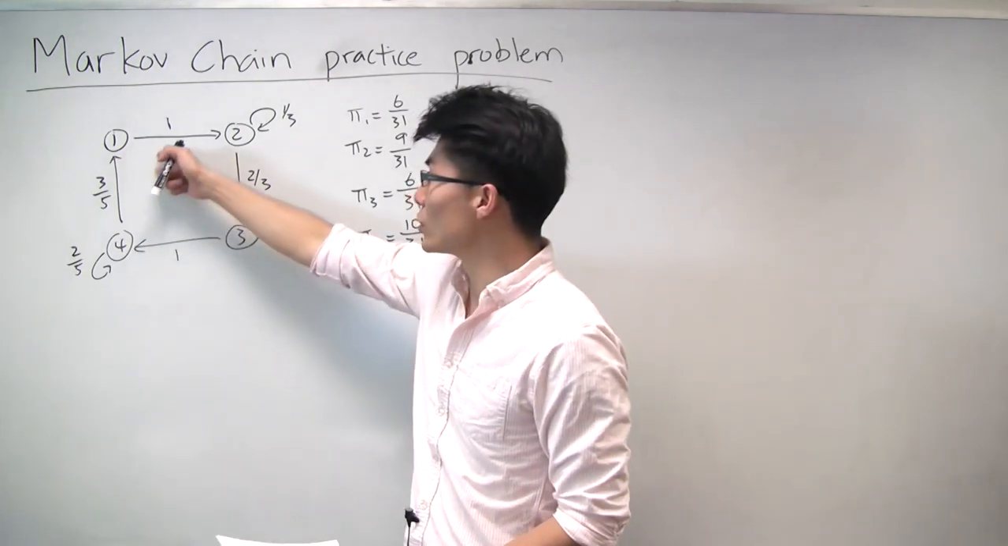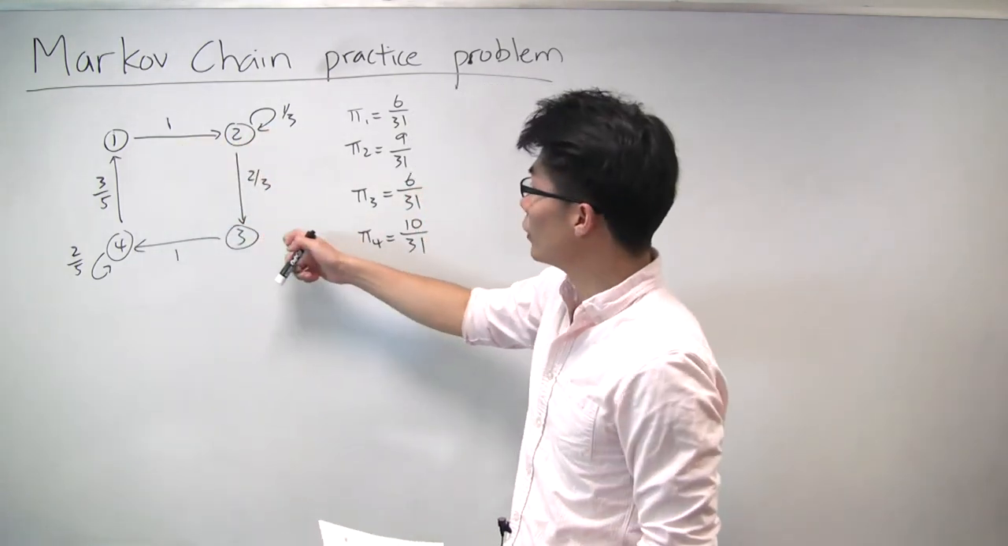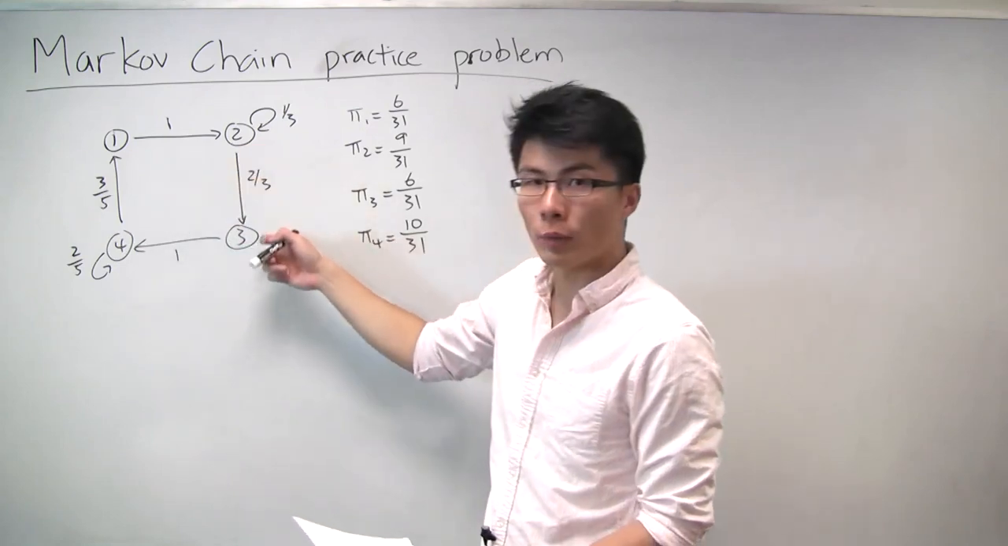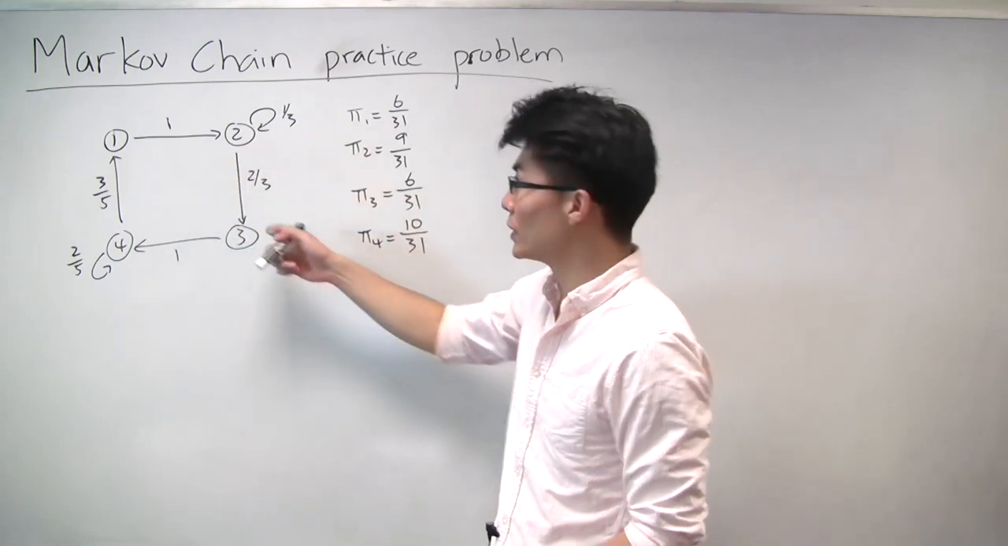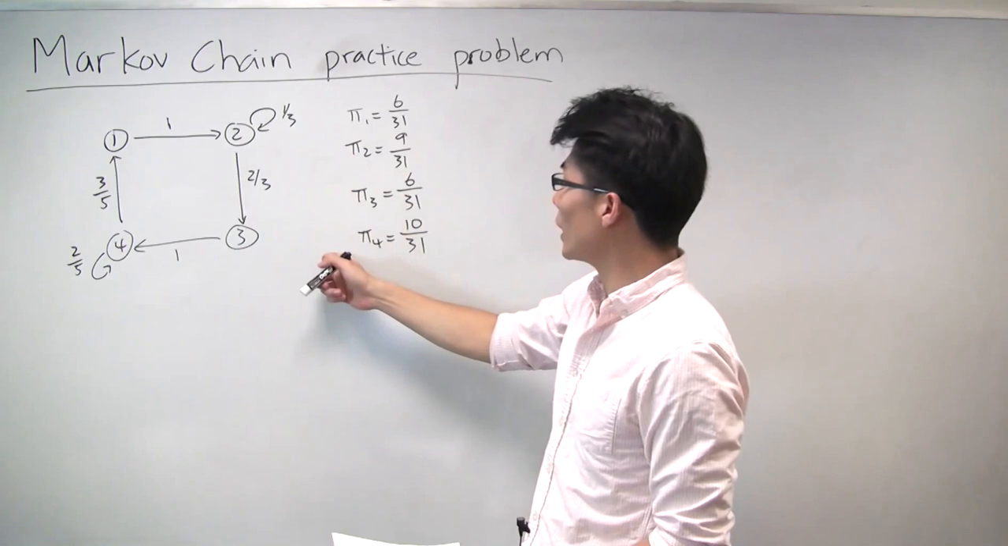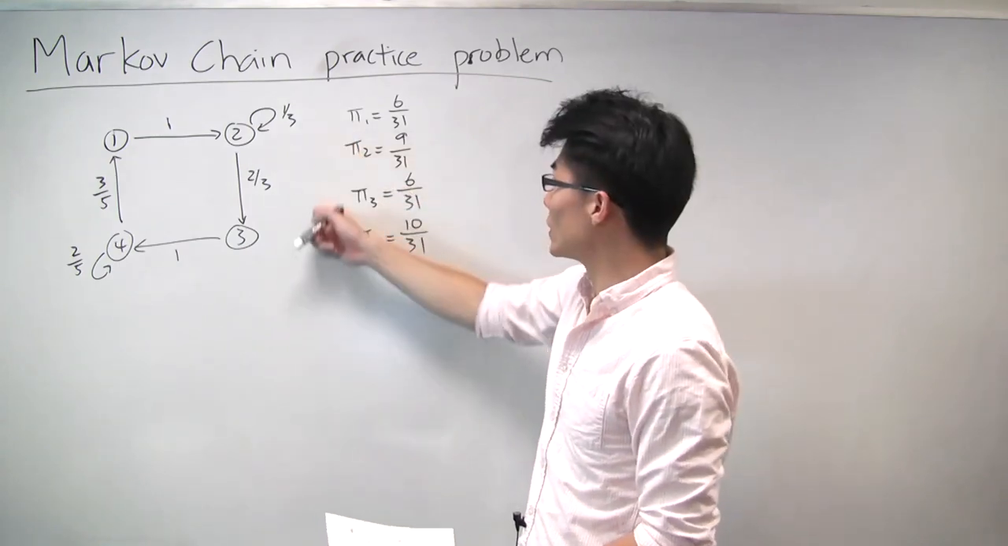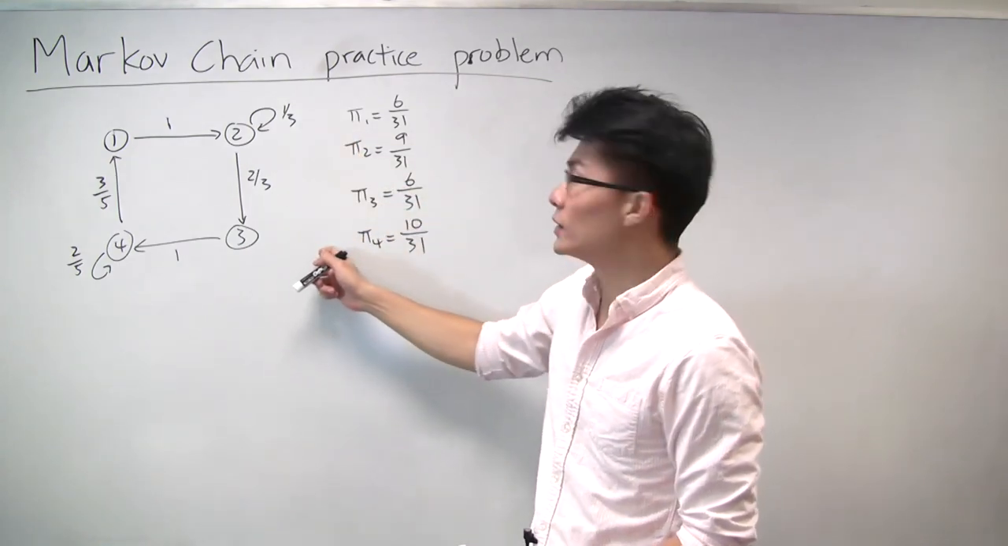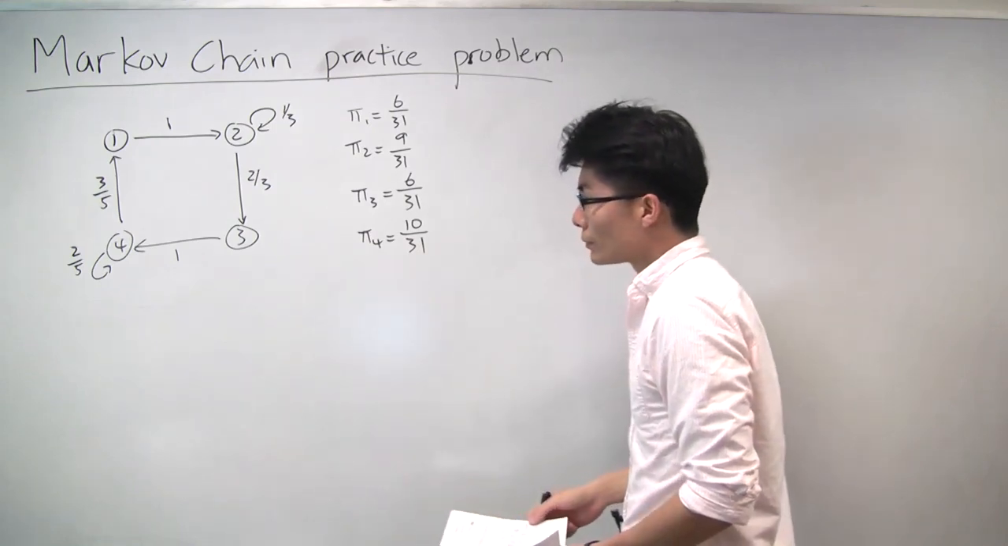And we're given these transition probabilities. And if we wanted to, we could use these transition probabilities to calculate the steady state probabilities for each state. But the problem kind of saves us that effort and already gives us what the steady state probabilities are.